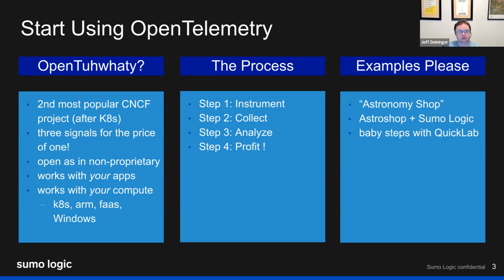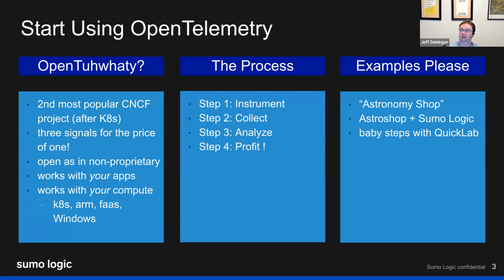And similarly, in terms of your compute, the Open Telemetry collector itself supports running on ARM. It supports running in containers on a variety of container orchestrators like Kubernetes. You can instrument your Lambda and Azure functions and cloud functions. It even runs on Windows. So chances are you are able to actually get started right now. There are really no technical barriers. So what do you do to stand up Open Telemetry and really operationalize it?